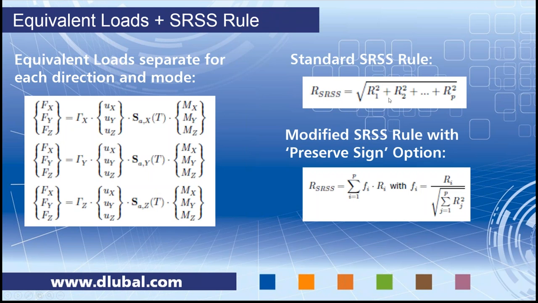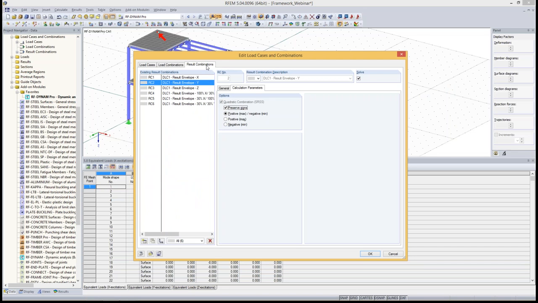And here is just a small word on the SRSS rule. You have the standard SRSS rule, which would provide you only positive values, so you would lose all your signs. And if you keep the preserve sign option activated, this is a modified SRSS rule which builds result combinations that are consistent in themselves. So if a positive normal force belongs to a negative moment, this is kept by applying this rule. So it's quite important to keep this rule. And we go back to RFEM. So this is the default, and I would recommend keeping it activated.